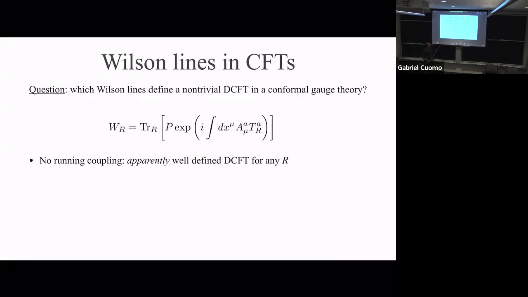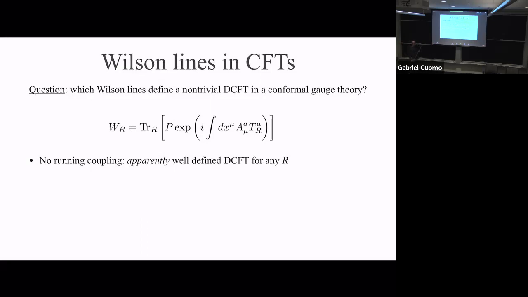But at least in the case of CFT or quasi-conformal theories, there is a very mathematical way to phrase the question, what is the space of Wilson lines? Which Wilson lines define a non-trivial defect conformal field theory in a given conformal gauge theory? So in other words, if I write in perturbation theory something like this, is this defining a unitary defect conformal field theory?